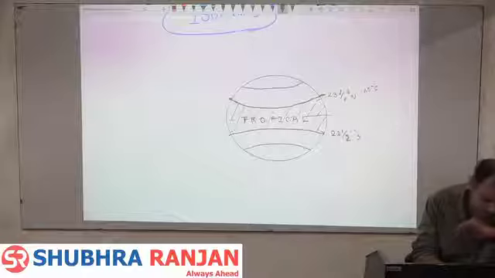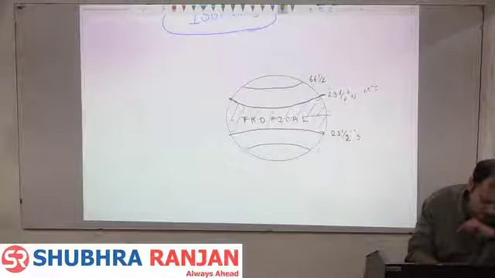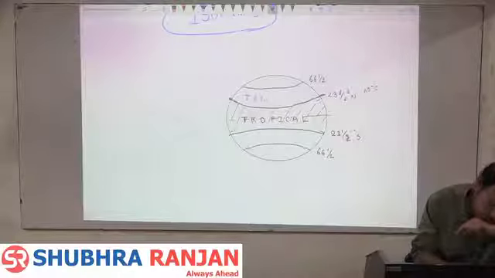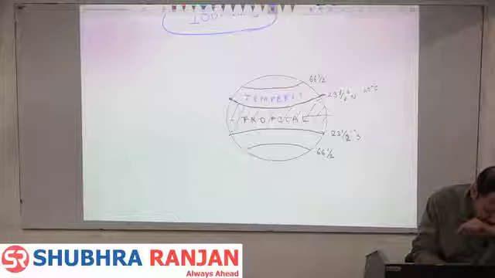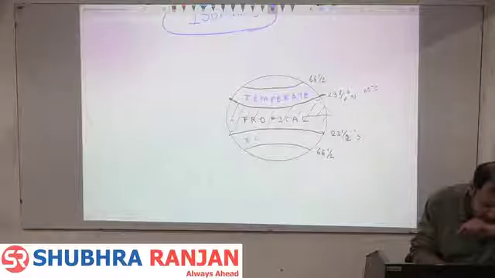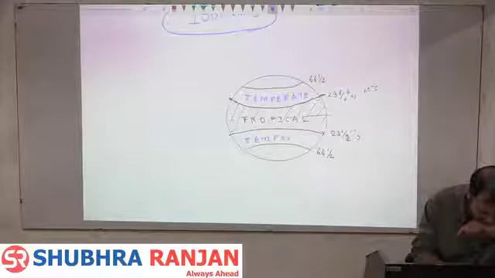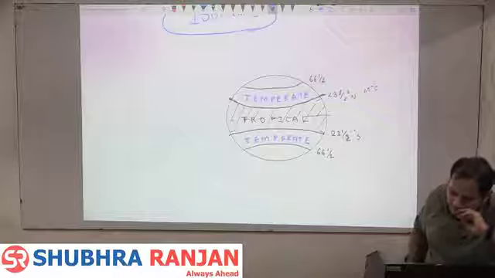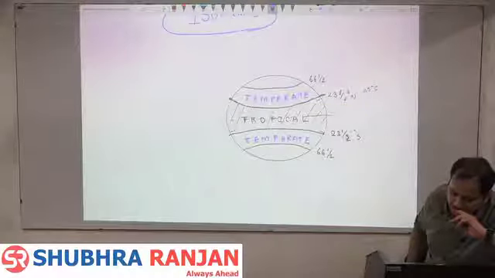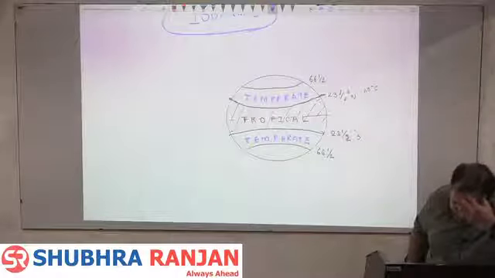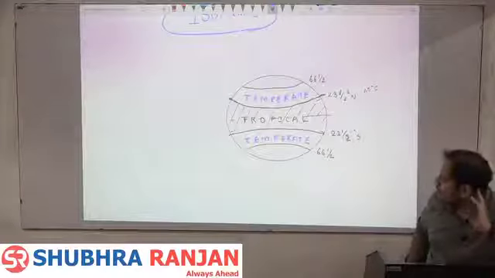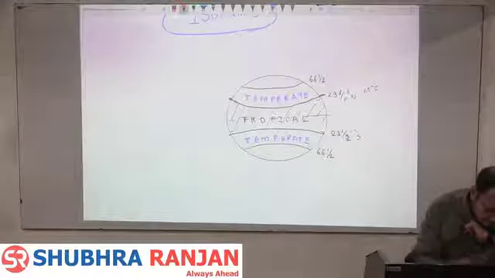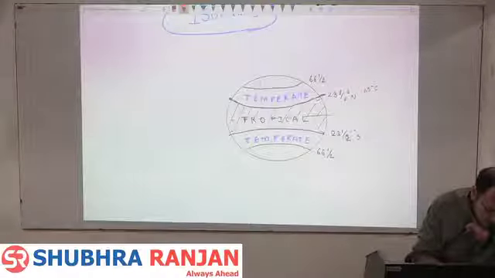Temperate zone, between 23.5 degree latitudes to 66.5 degree latitudes, where there is a seasonal variation in the temperature, but it varies between 18 to 25 degrees Celsius.